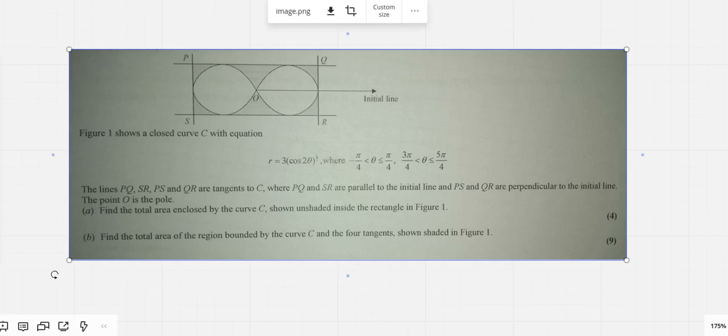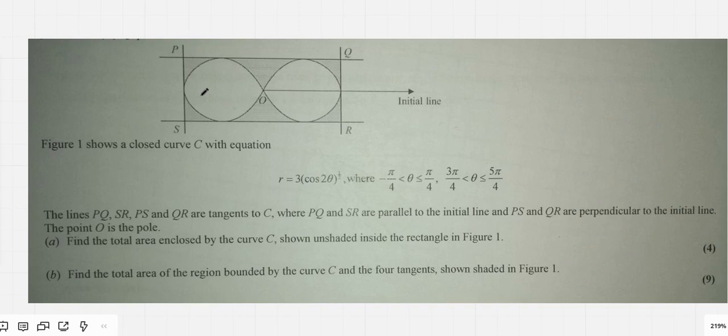Hello everybody. Today in this video I'm going to show a problem that was suggested to me on Twitter. Basically you have a closed curve that is graphed by this function, r equals 3 times the square root of cosine of 2 theta.